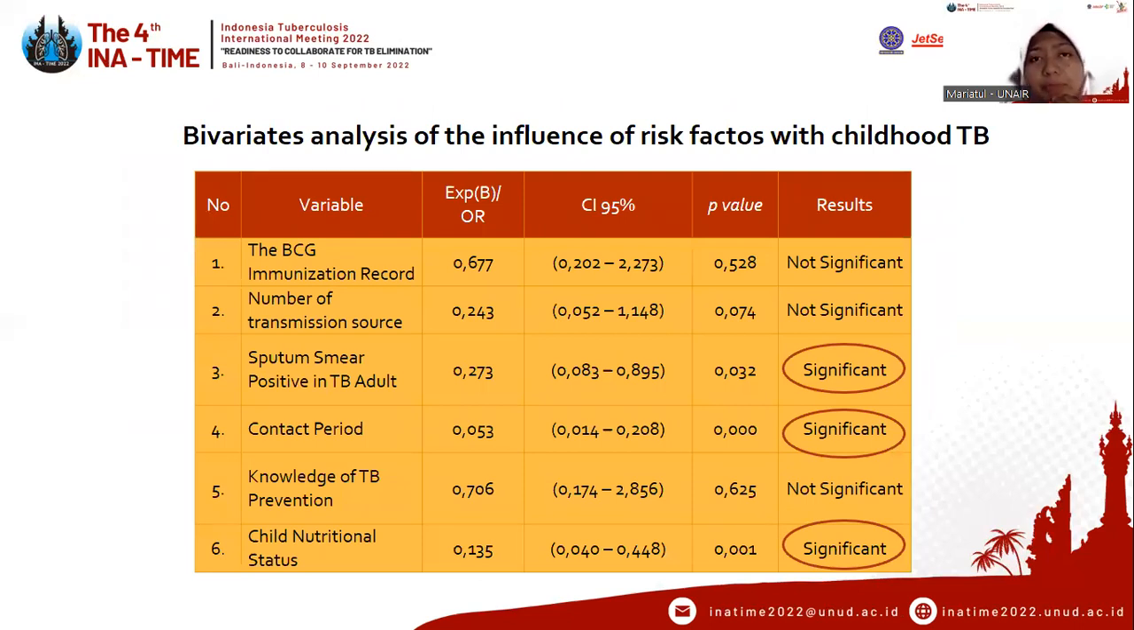Bivariate analysis of the influence of risk factors with childhood TB. You can see on the table that the results show that the variables that influence childhood TB incidence among those who live with adult pulmonary TB patients in bivariate analysis are sputum smear of the adult patient, long-term contact with tuberculosis, and child nutritional status. Meanwhile, BCG immunization record, number of transmission sources, and knowledge of TB prevention are not significant for childhood TB.